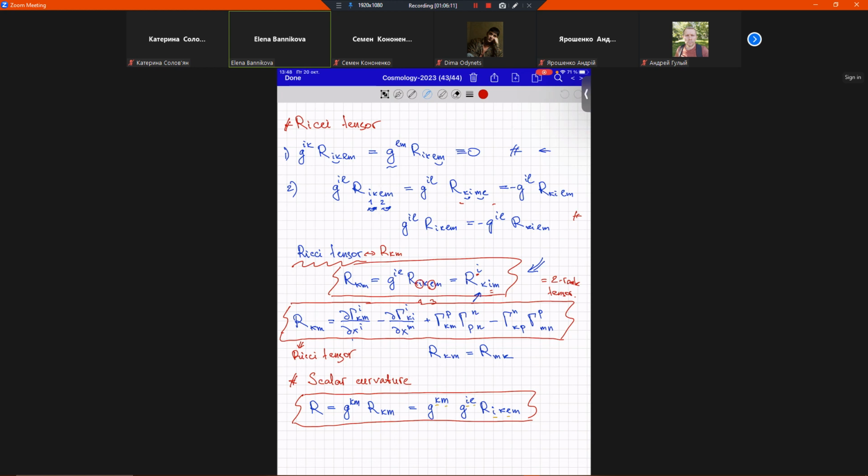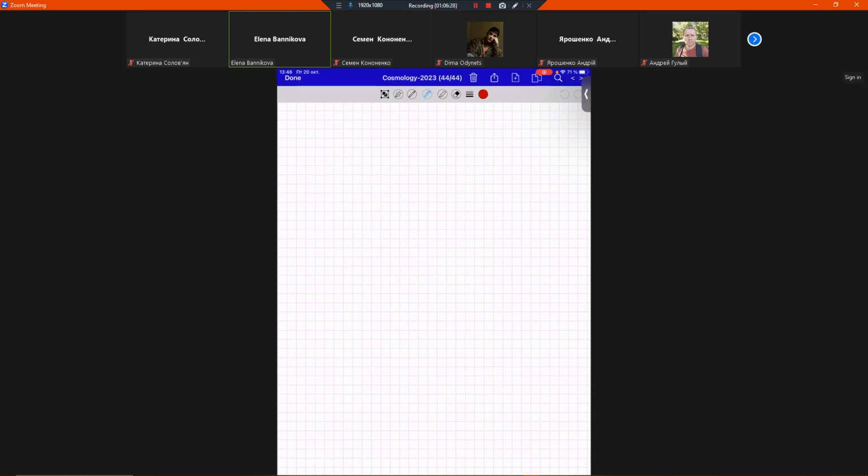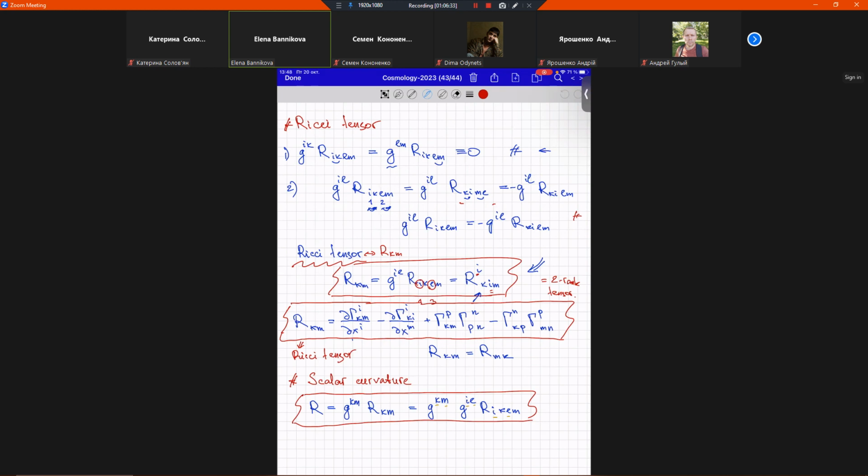Another part, of course, is to put the matter, because matter makes a space curve, and curvature says to matter how to move. We will do it, but first, just to be a little bit familiar with this object, I would like to consider, we have 10 minutes, some examples to obtain the components of the Riemann tensor in some simple example, and the Ricci tensor.